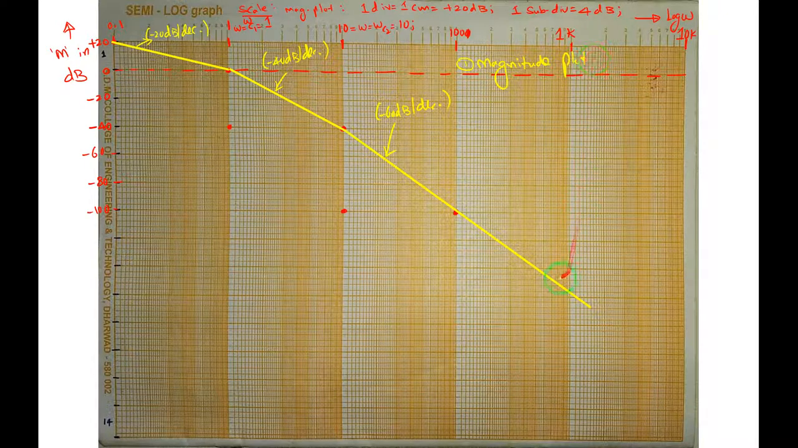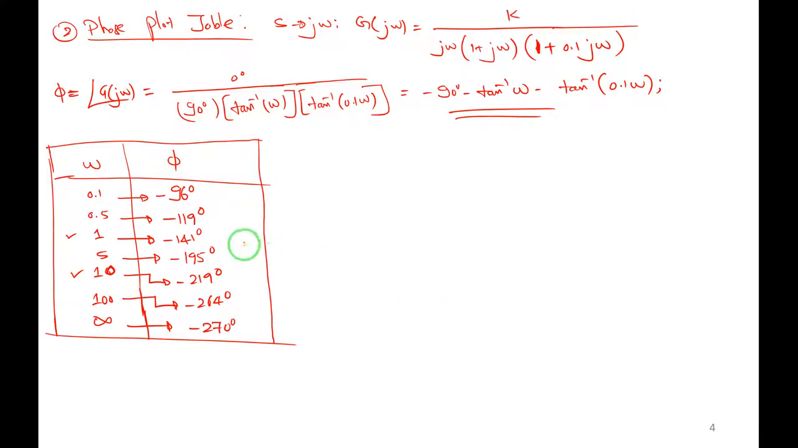Next we'll go for the phase plot, right? Till here I have how many divisions? Let me start from bottom. 1, 2, 3, 4, 5, 6, 7. I have 7 divisions. Let me choose the appropriate scale for the phase plot. Here it is starting from minus 90, right? Let me start from minus 90 degree to minus 270.